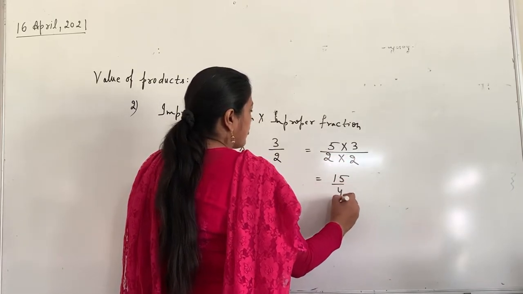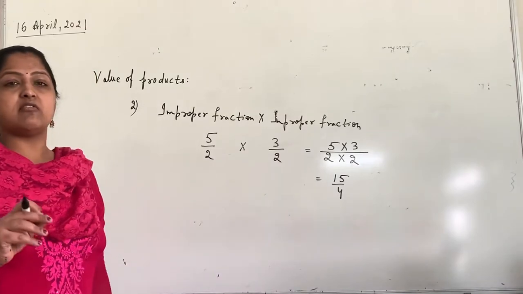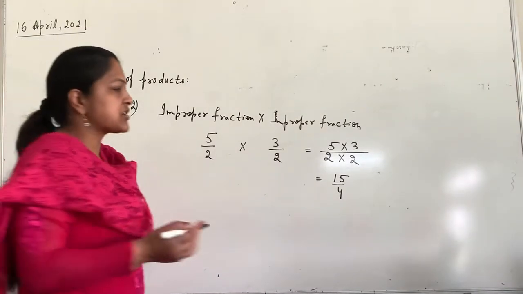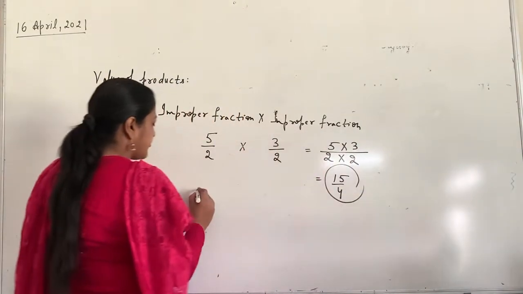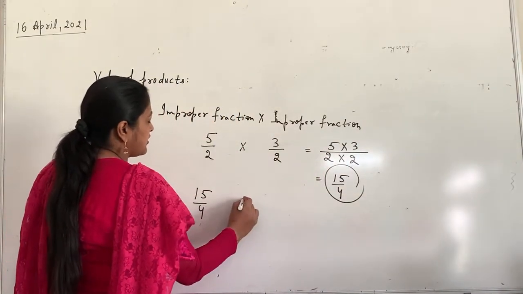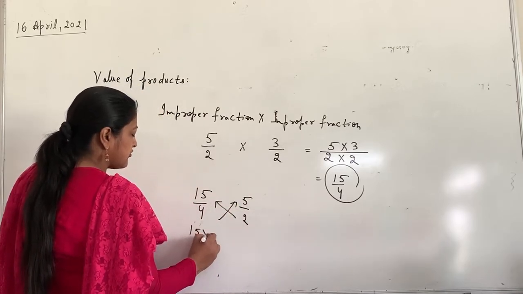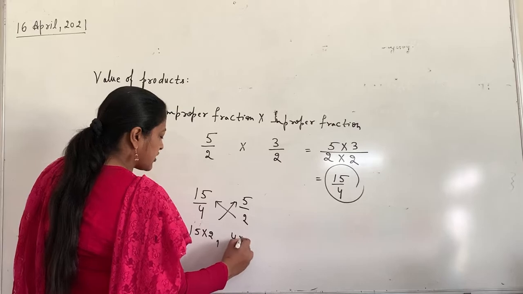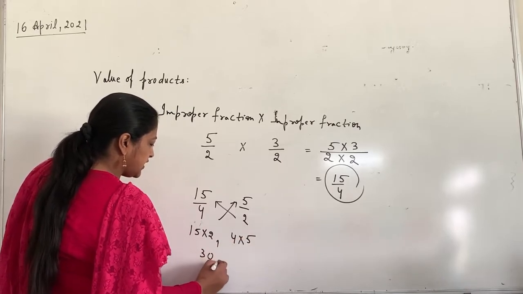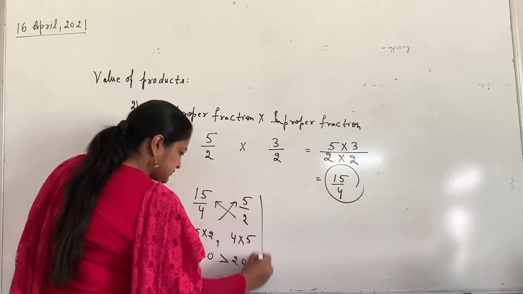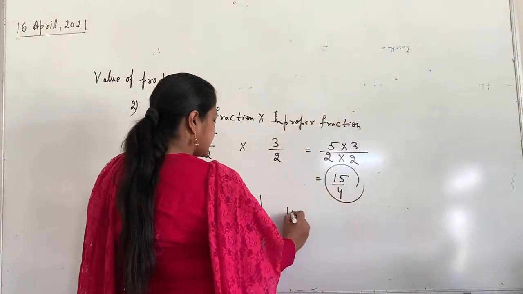15 by 4. Now let us check out the value of product compared to each of the fractions. 15 by 4 and 5 by 2. Compare them. 15 into 2, 4 into 5. 30 and this is 20. This time it is greater. Check out the second case.